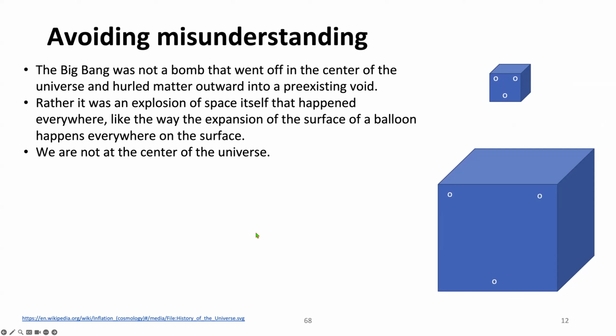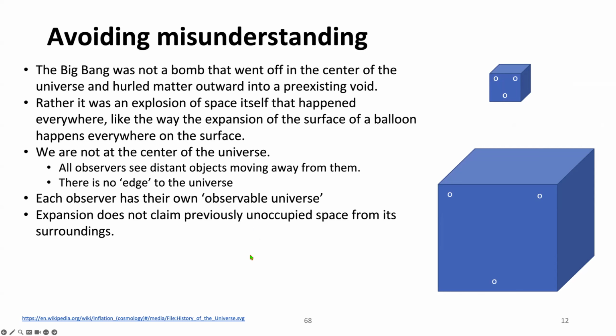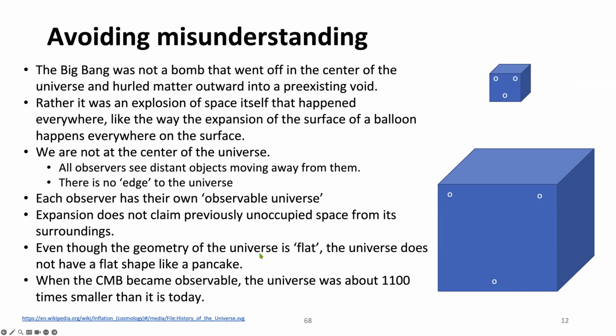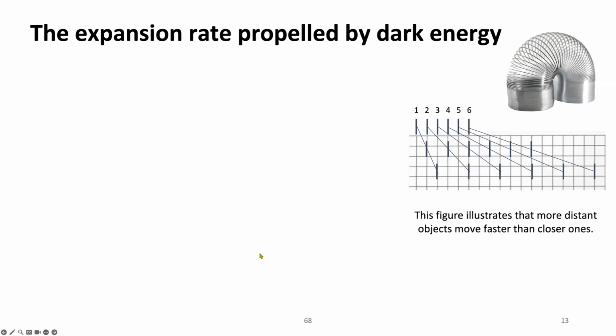And as I've pointed out, we are not at the center of the universe. We are one observer in the universe. Other observers far from us see a different collection of objects moving away from them. And I've re-emphasized here, there's no edge to the universe, and yet it has a flat geometry. So this is all confounding.